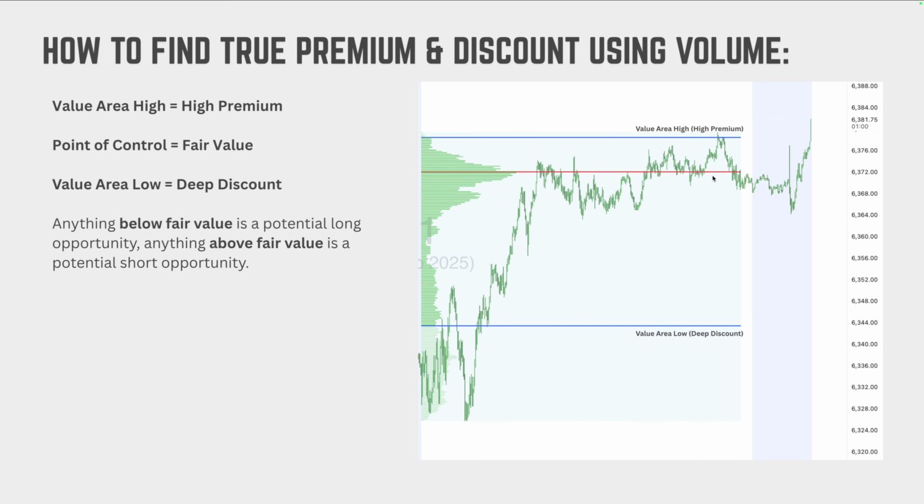If you can get something that's below its fair price, then you're grabbing it at a discount. If you can get something above its fair price, then it's at a premium. You actually find premium and discount by looking below fair value. This whole level below this red line here is your discounted area, with deep discount being down below the value area low, and vice versa. Your premium price point is anything above the red line, with your high premium being just above the value area high here. So let's have a look at this on the charts and expand more upon this.